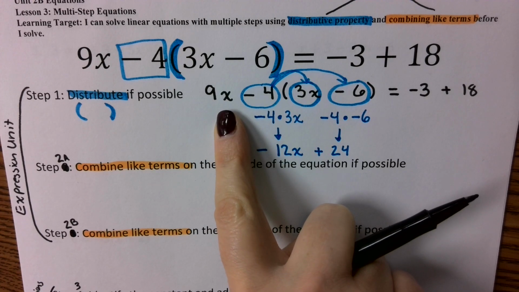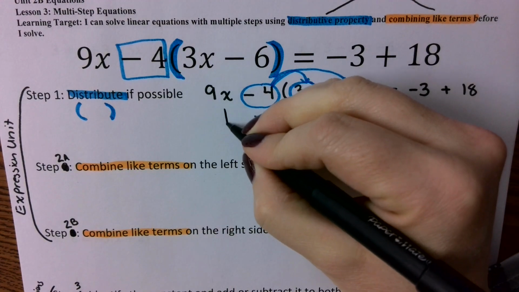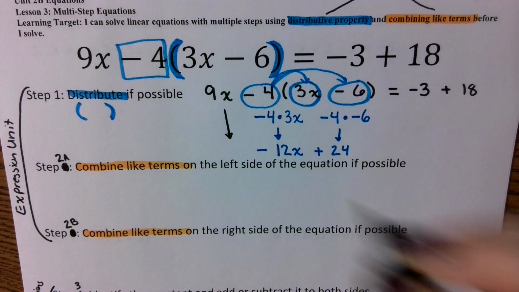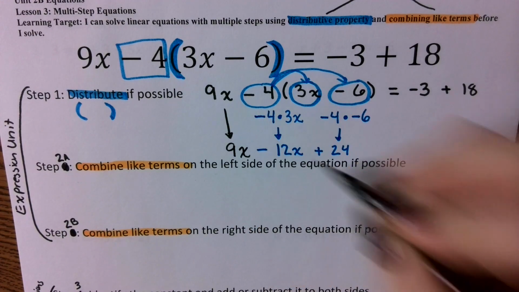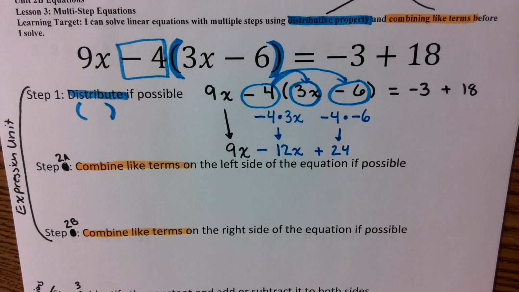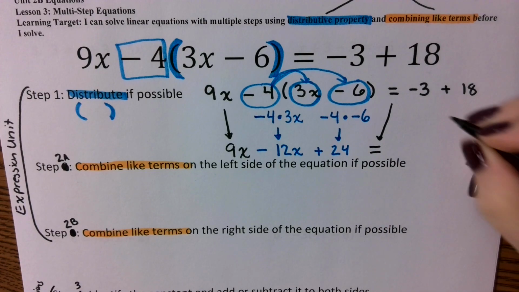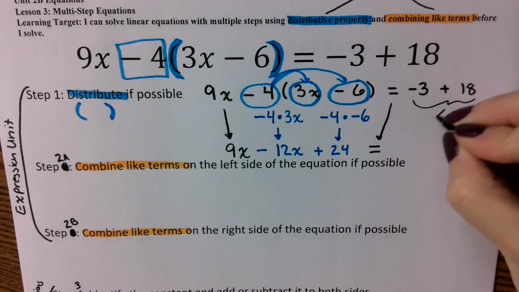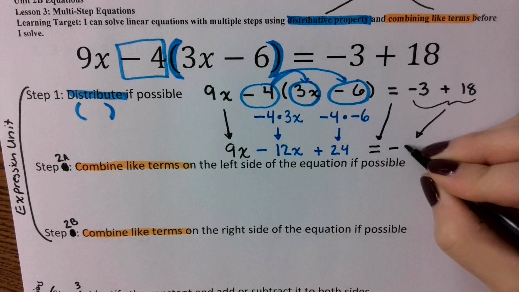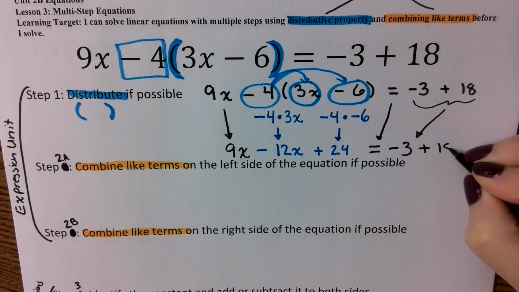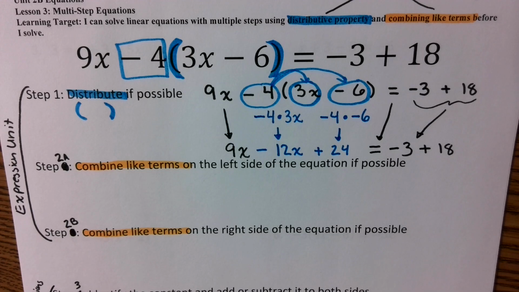Now, this 9x wasn't a part of it, but it still remains in the problem. So we just bring it straight down. 9x. Same thing here, our equal sign is still part of the problem. So we put equals. And in fact, this whole thing here is still a part of the problem. -3 plus 18. Okay, the only thing that changed is what I wrote in blue. That is the only part that actually changed, was our distributive property.